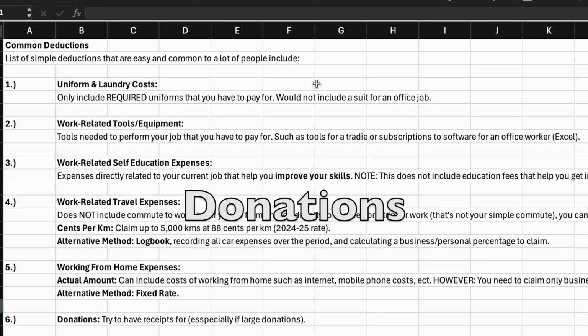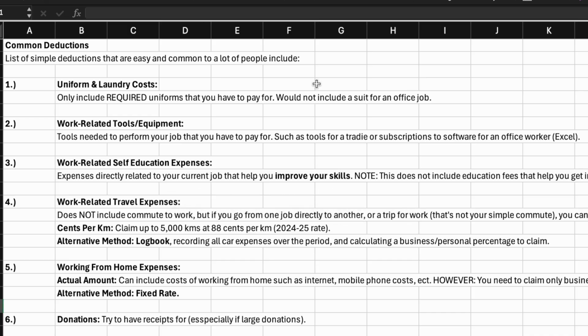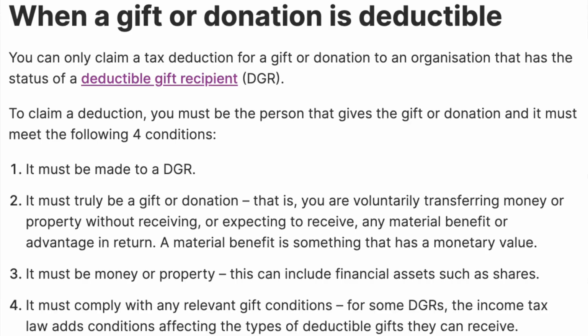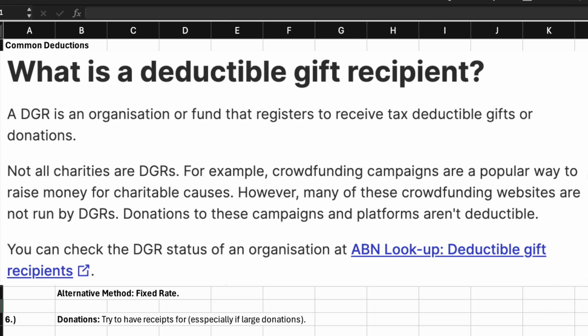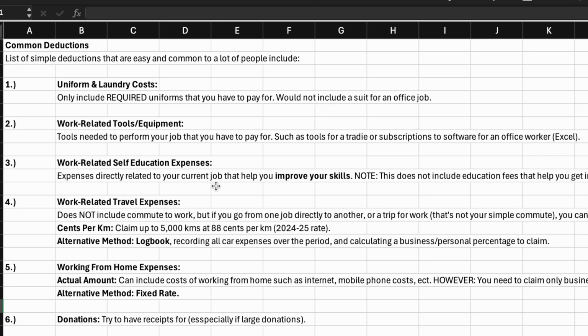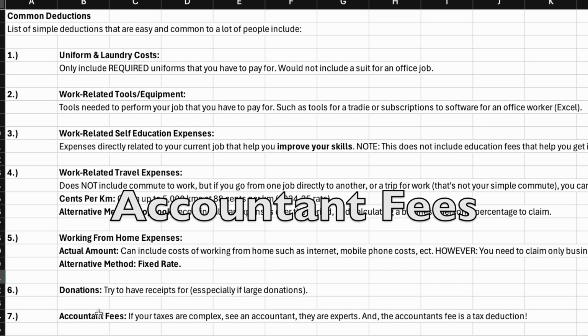Next up, we have donations, a pretty simple one. If you have any donations, you can claim them as a deduction. Try to have receipts just in case you get audited, especially if the donations are a larger sum of money.